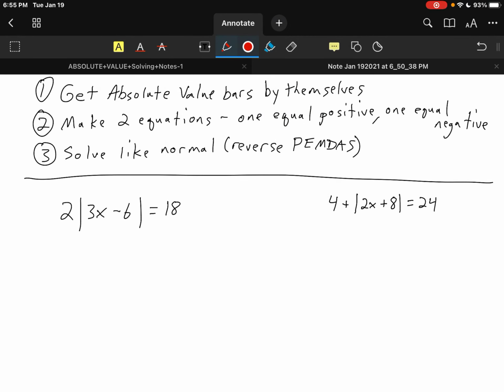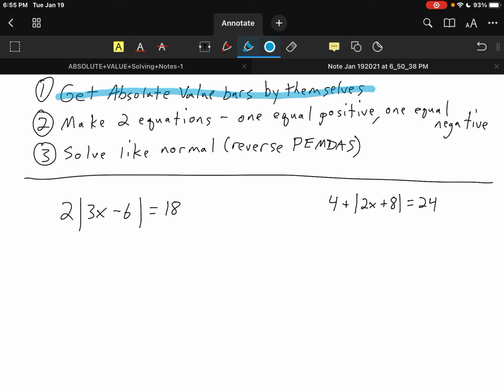All right, this is an extension of solving absolute value equations. We're going to add a step in the front. The first thing you've got to do is get the absolute value bars by themselves, either by dividing by a number that's outside the absolute value bars or adding a number, basically doing the opposite to the number that's outside the absolute value bars. And you'll see in our examples here.